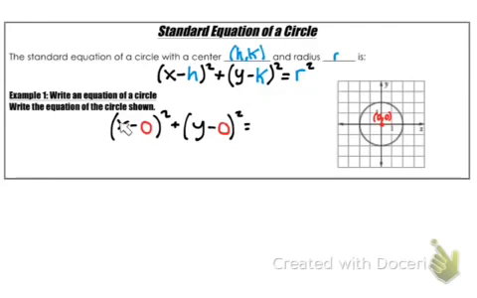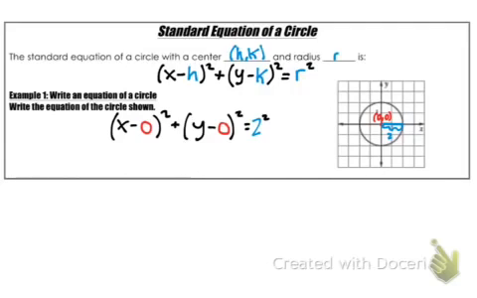Okay, so right away I just plug in my h and my k, so I have (x minus 0) quantity squared plus (y minus 0) quantity squared equals, now we need our r, our radius. If I draw a line from the center to the edge of the circle, I can see that we've gone 1, 2 units. So my radius would be 2, and in our standard equation it's squared.